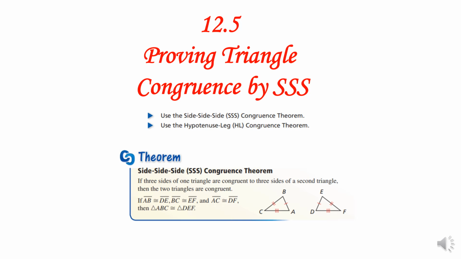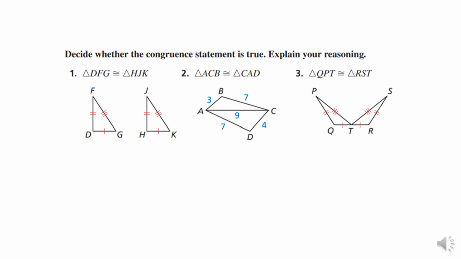Okay, so the next congruence theorem we're going to look at is side, side, side, which is really simple. And we're going to look at the hypotenuse leg congruence theorem, which is only used with right triangles. Okay, so the side, side, side congruence theorem says that if three sides of one triangle are congruent to the three sides of the second triangle, then the triangles are congruent. So let's look and see if we can prove that these are congruent.